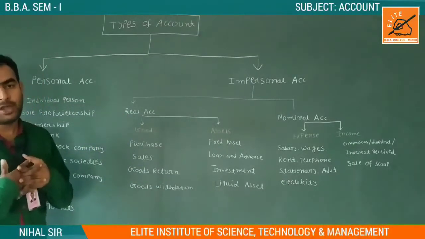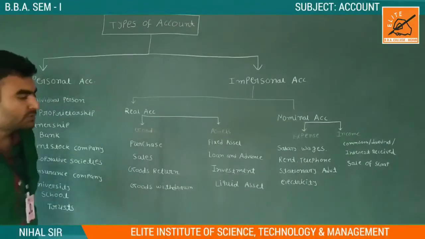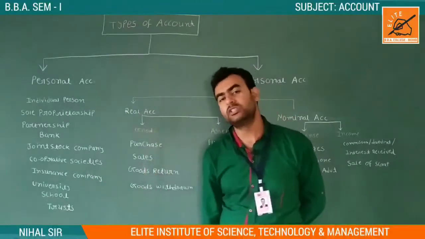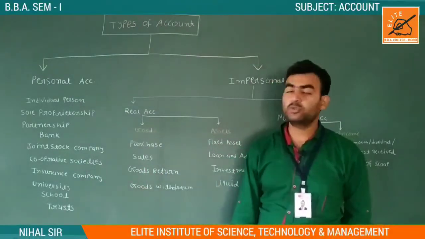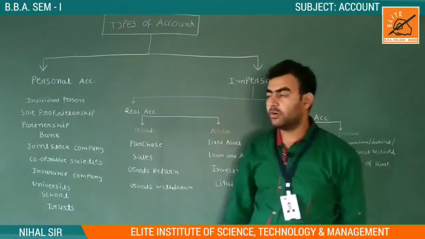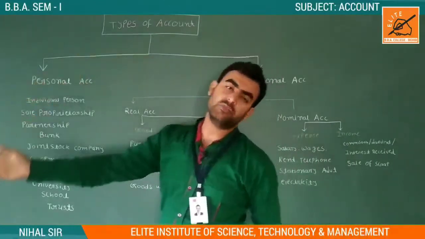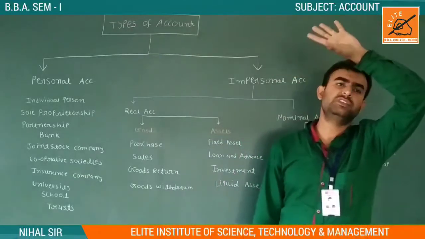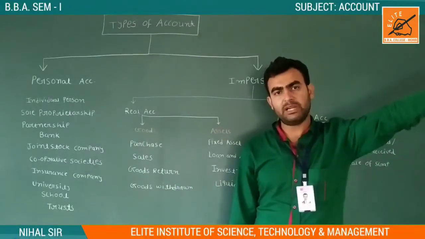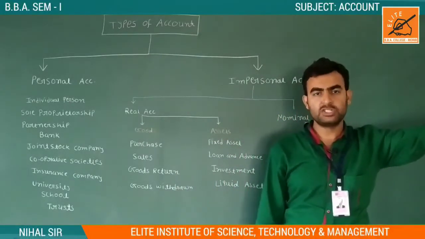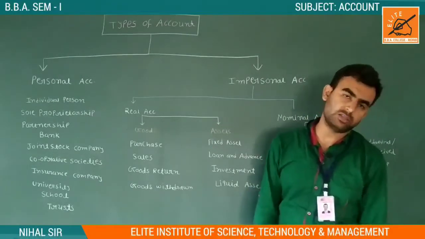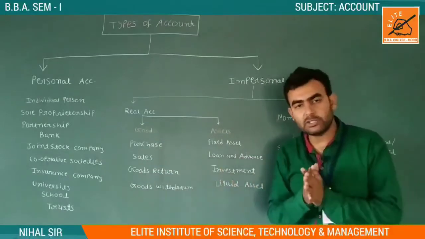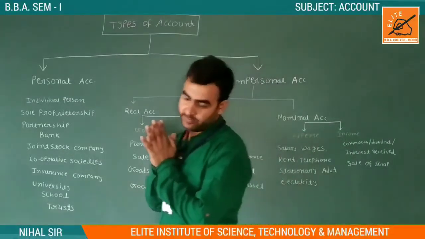Then goods withdrawn. If in our business we withdraw goods, it comes into a goods account. The reason may be personal use, advertisement, or some unexpected thing happening, like our goods burning or getting damaged. All of these come into a real account because they are also related to our goods.